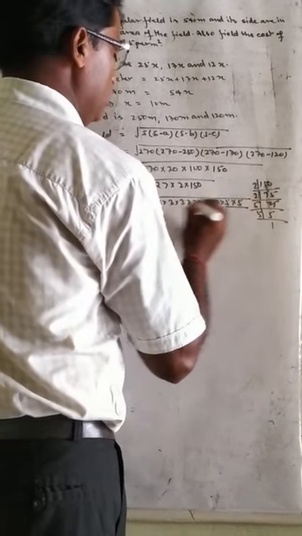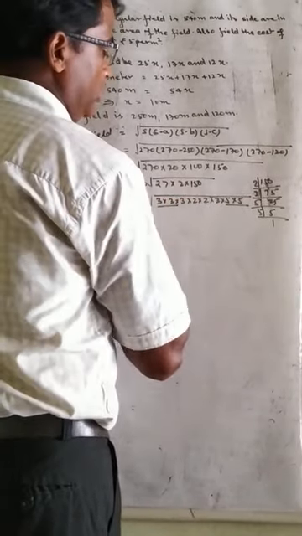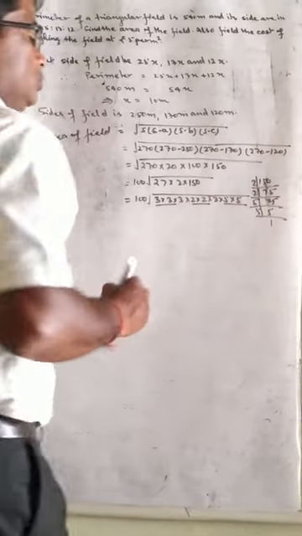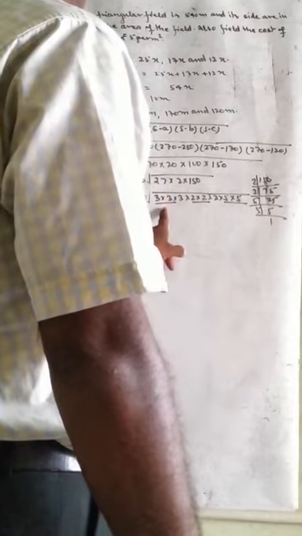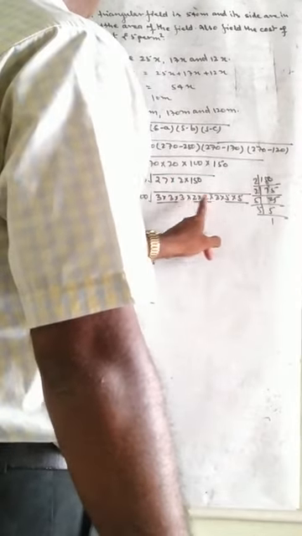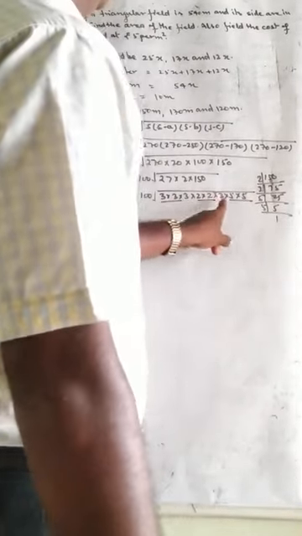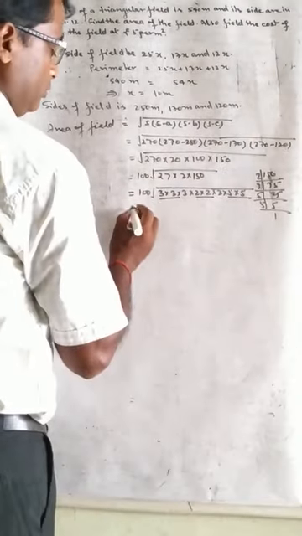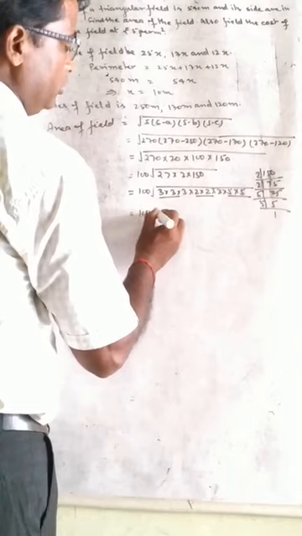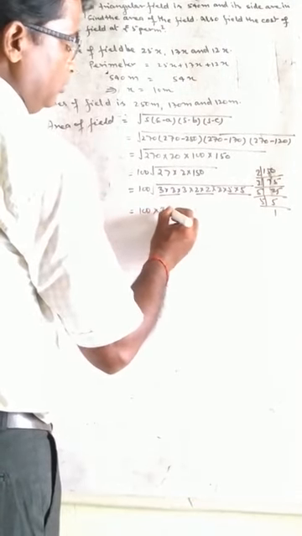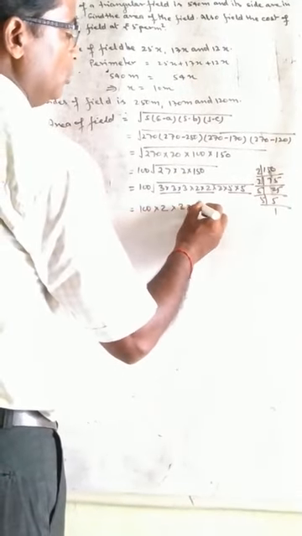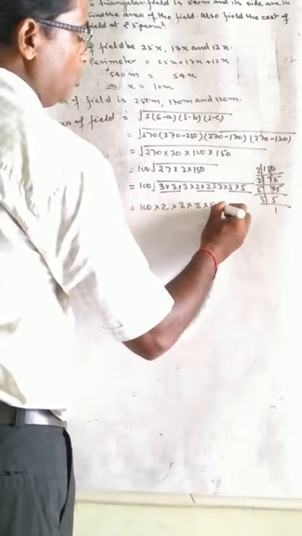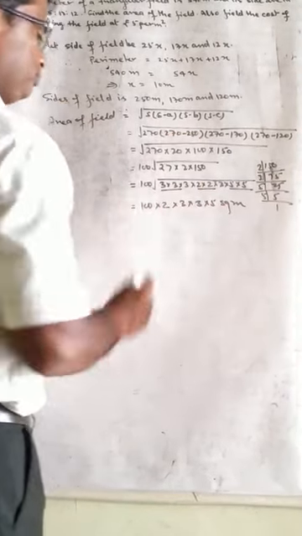You see the pairs, all of you have seen them. What remains here? 2 into 3, and the pairs of 3 and 3 and 5 and 5. Then what happened? 100 into 3 into 3 into 5 square meters.